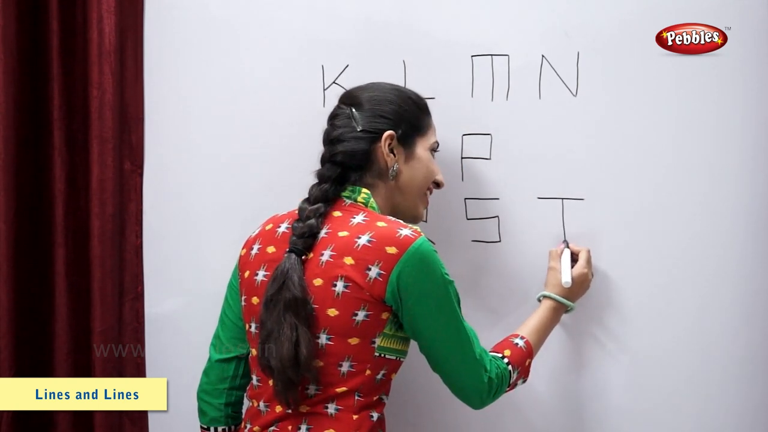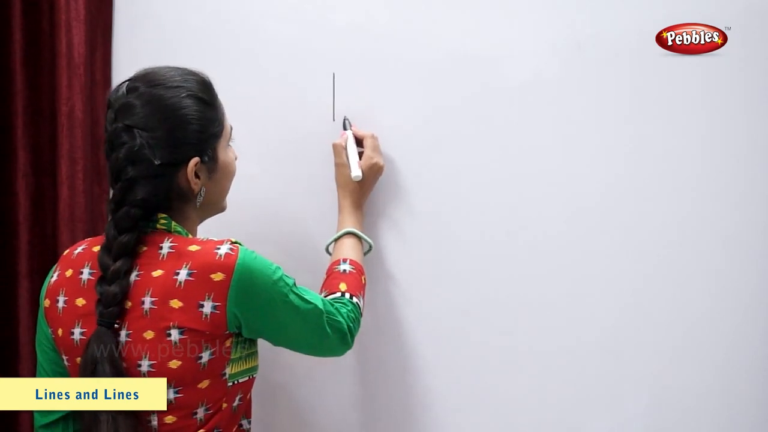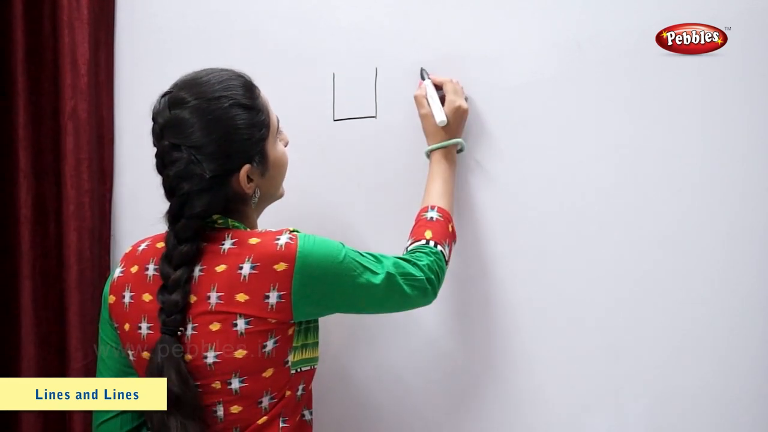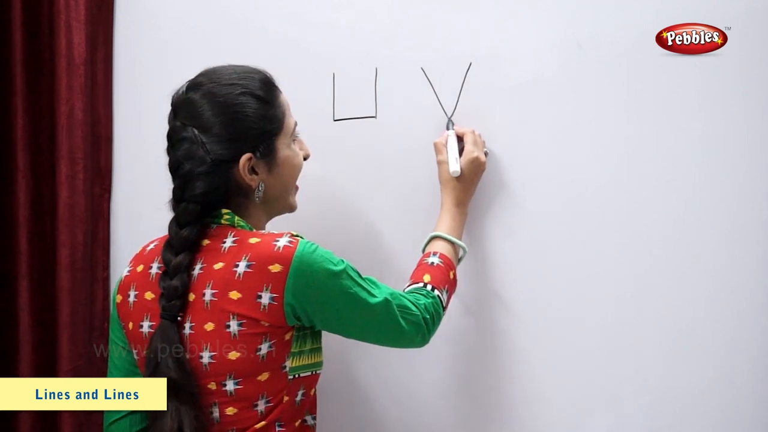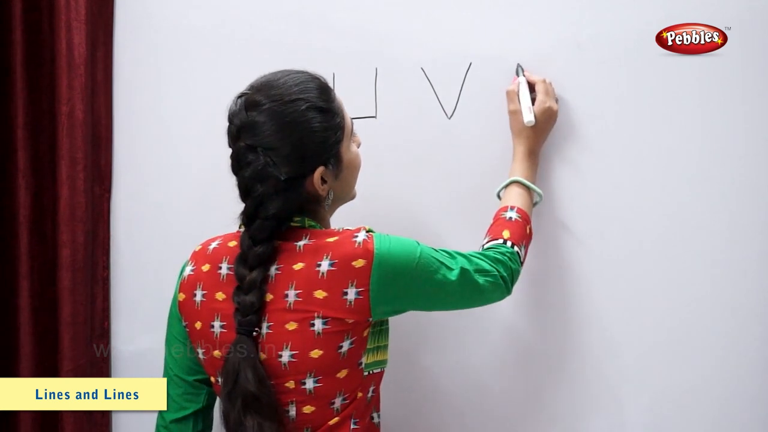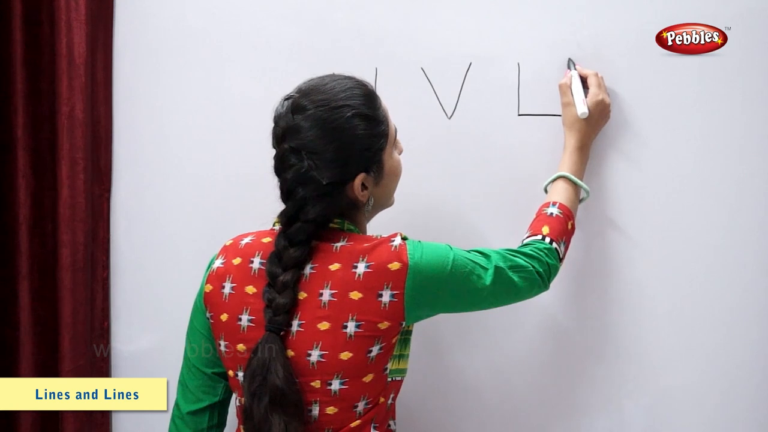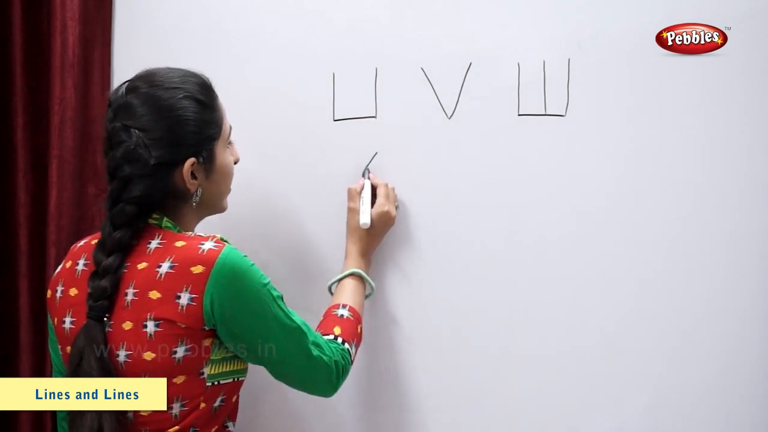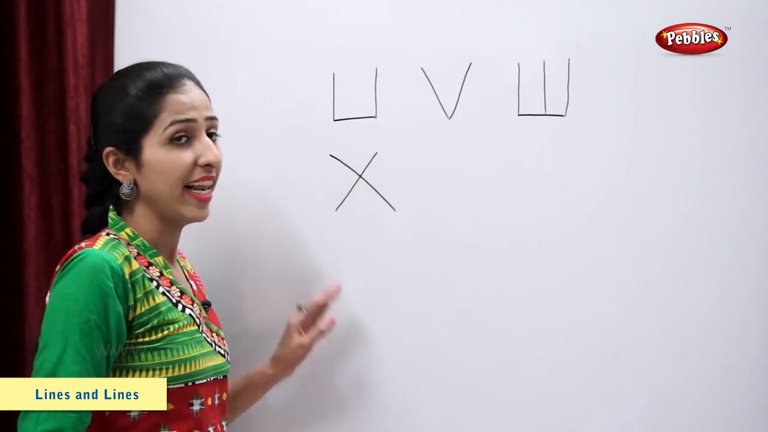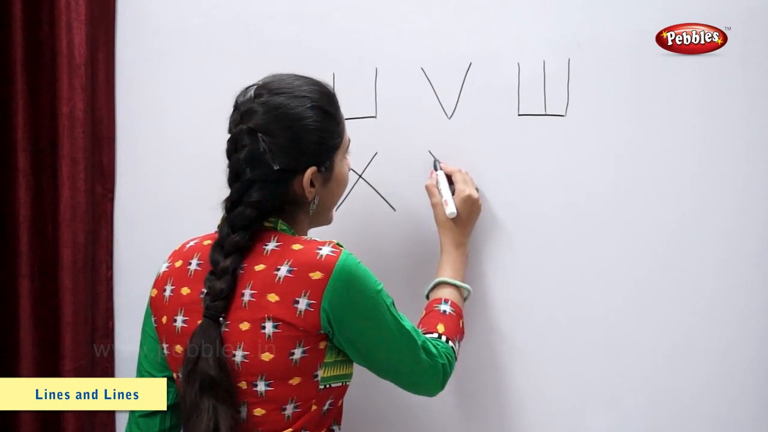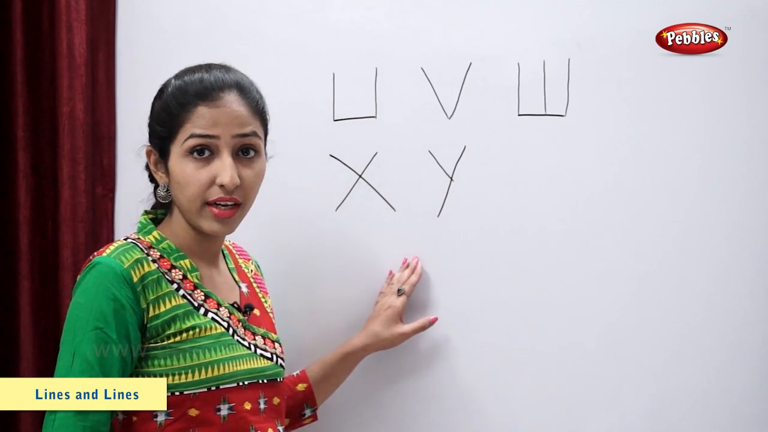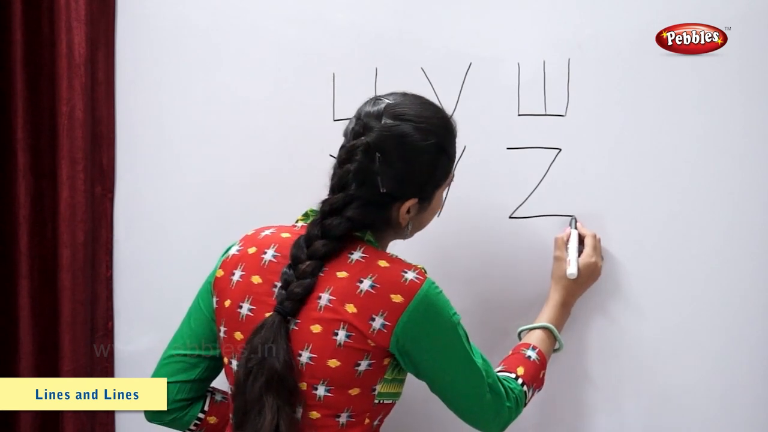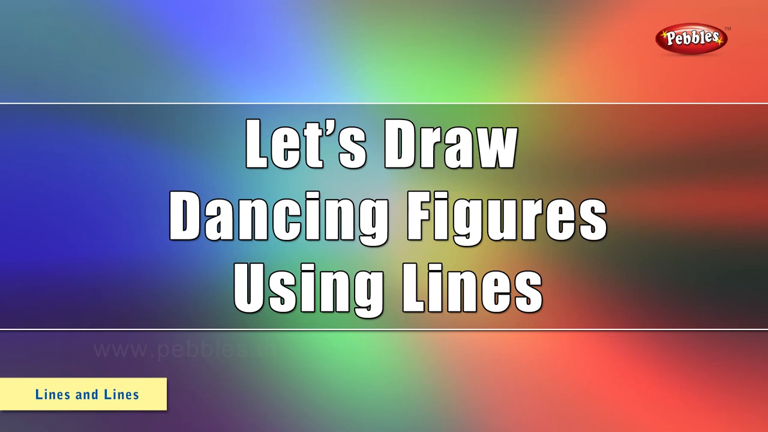Sleeping line. Standing line. Letter T. Standing line. Sleeping line. A standing line. Letter U. Slanting line. One more slanting line. Letter V. Standing line. Sleeping line. Standing line. One more standing line. Letter W. Slanting line. Another slanting line. Letter X. Slanting line. Another slanting line. Letter Y. Sleeping line. Slanting line. One more sleeping line. Letter Z.